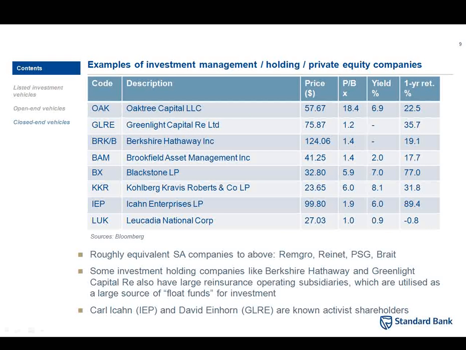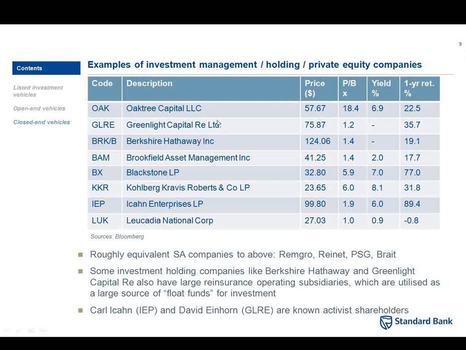So lastly, we come to investment management or holding or private equity companies, and you'll see I haven't, for example, put a well-known classic asset manager like BlackRock, probably the biggest asset manager in the world. The reason is that that's like buying Coronation on our market. There you're only buying the investment management company, and it simply earns fees from its funds under management.